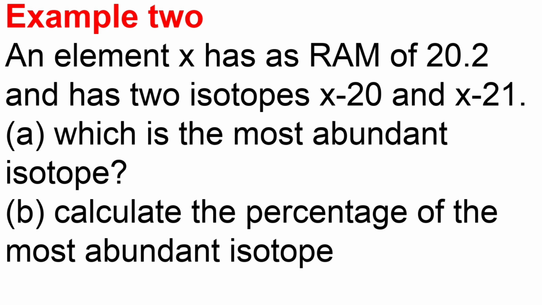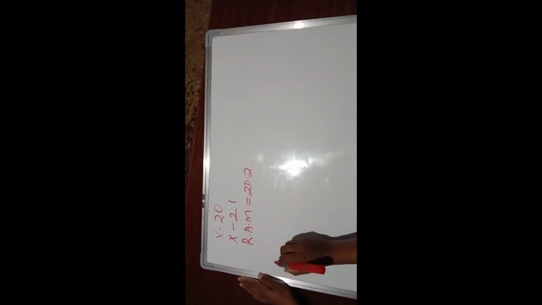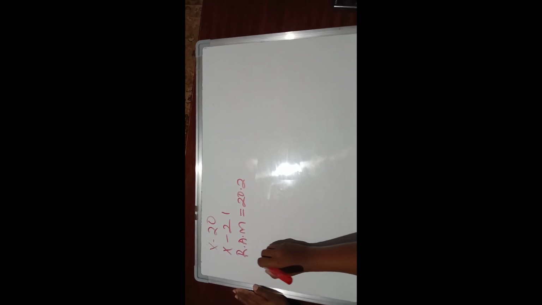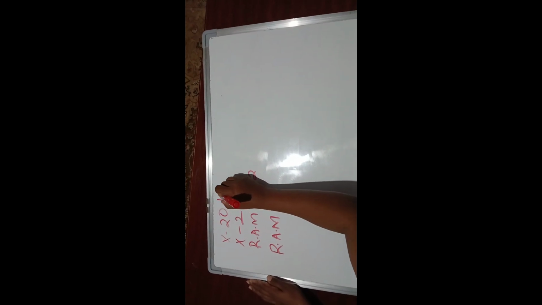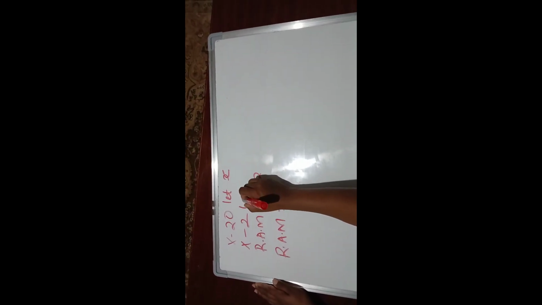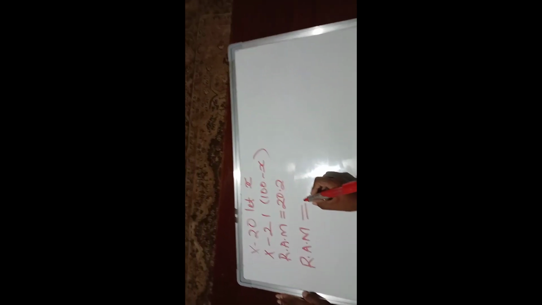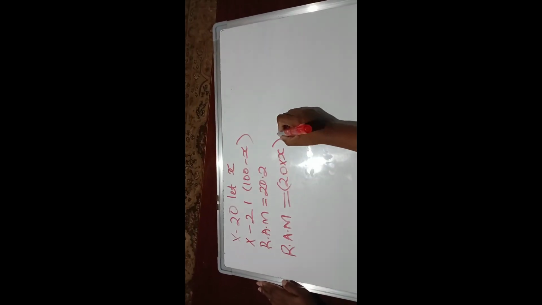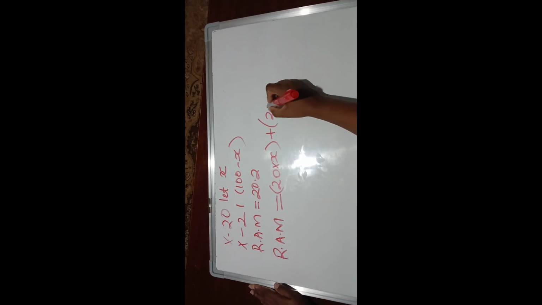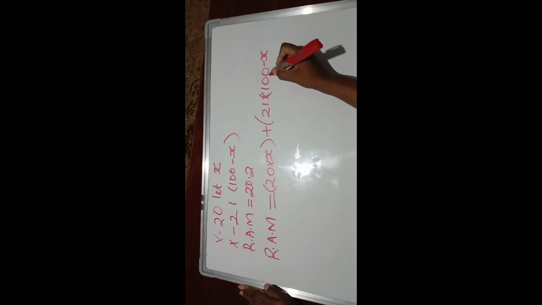Now, calculate the percentage of the most abundant isotope. Now, this is how we work it out. We have the RAM is equal to, let this one have an abundance of x, this one will be 100 minus x. So the RAM will be equal to 20 times x plus 21 times 100 minus x. It is better to put it in brackets.